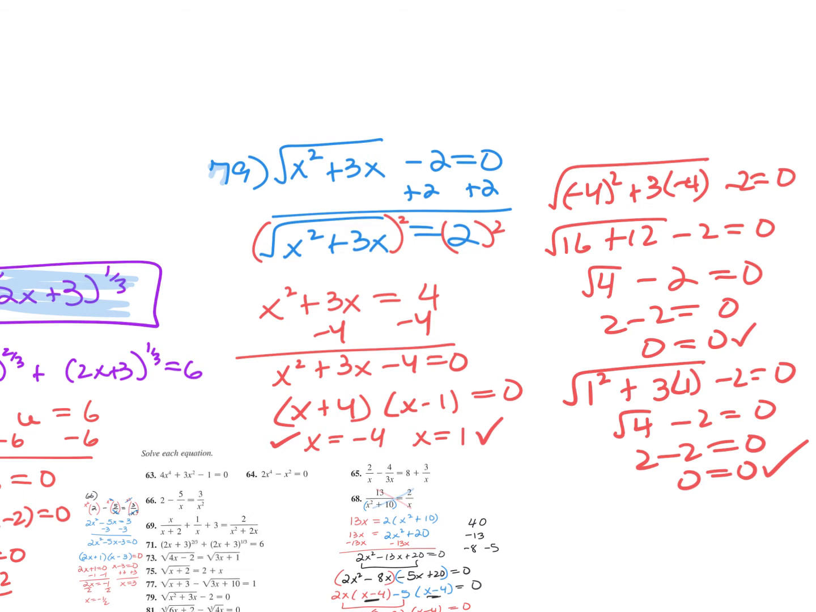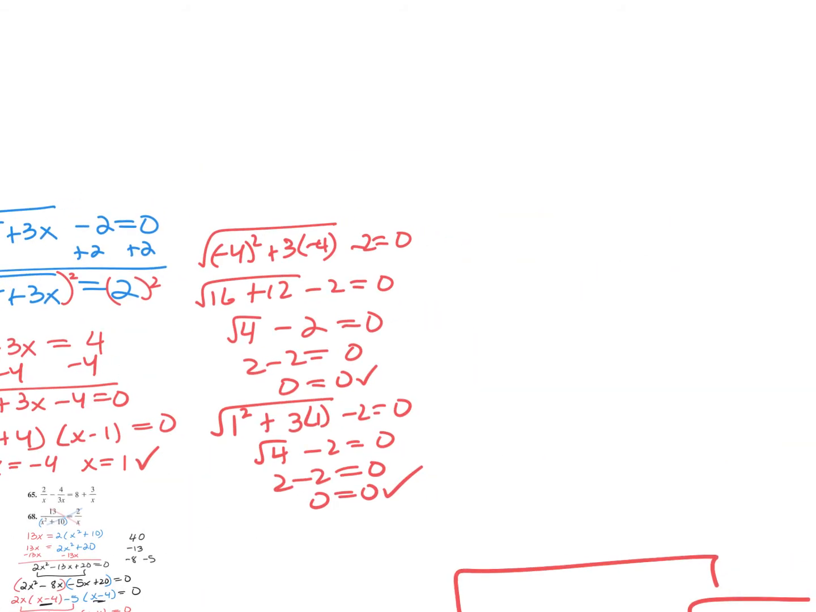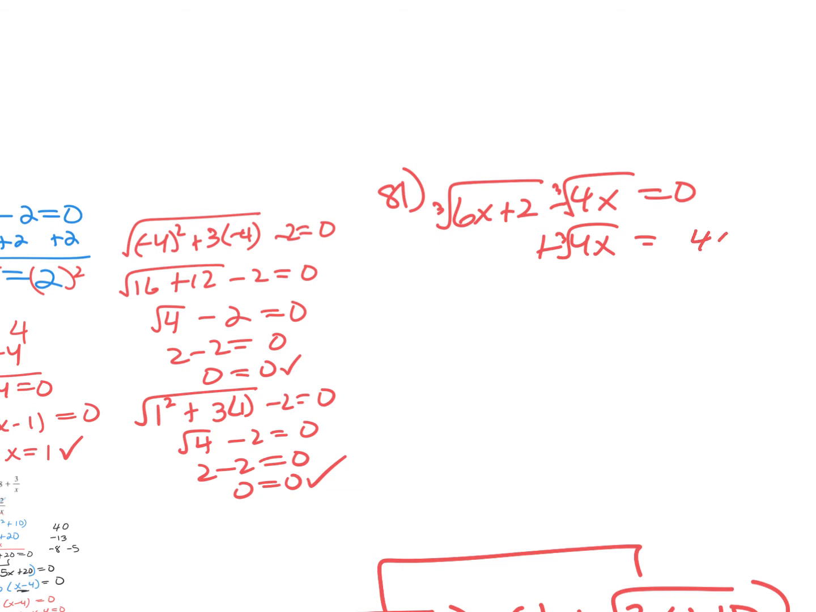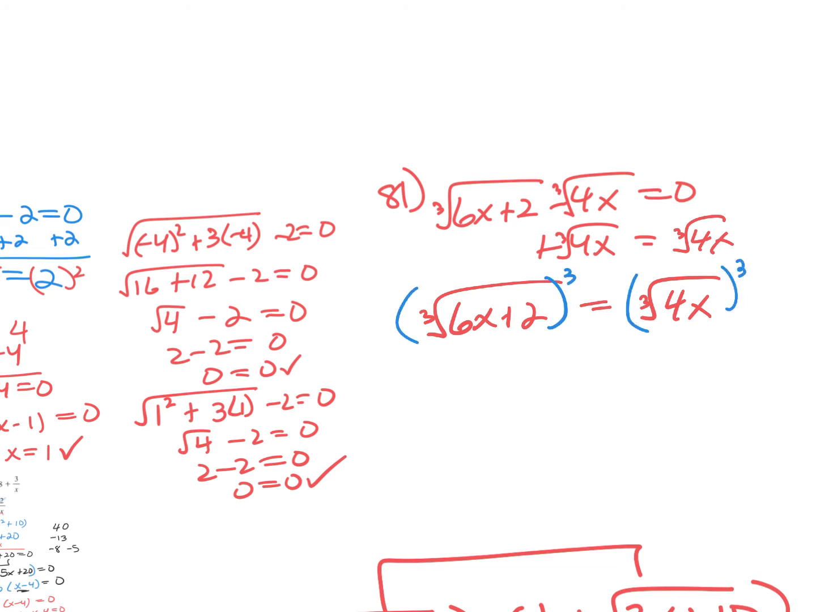Number 81. 81 is a cube root. So the cube root of 6x plus 2 minus the cube root of 4x equals 0. Again, isolate the root. So this time we're isolating a cube root. So now I get the cube root of 6x plus 2 equals the cube root of 4x. Cube both sides. All that does is cancel that root.